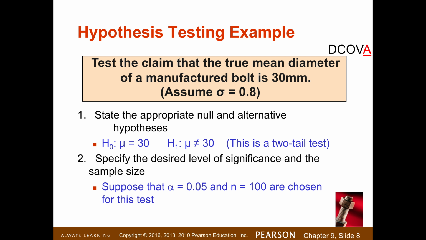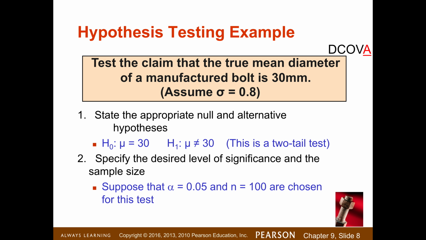H sub O is mu equal 30. H sub 1 or H sub A is mu not equal to 30. This is a two-tailed test. How do you know that? Anytime you have not equal to in your alternative hypothesis, you have a two-tailed test because you have two tails of rejection region. Number 2, specify the desired level of significance and sample size.